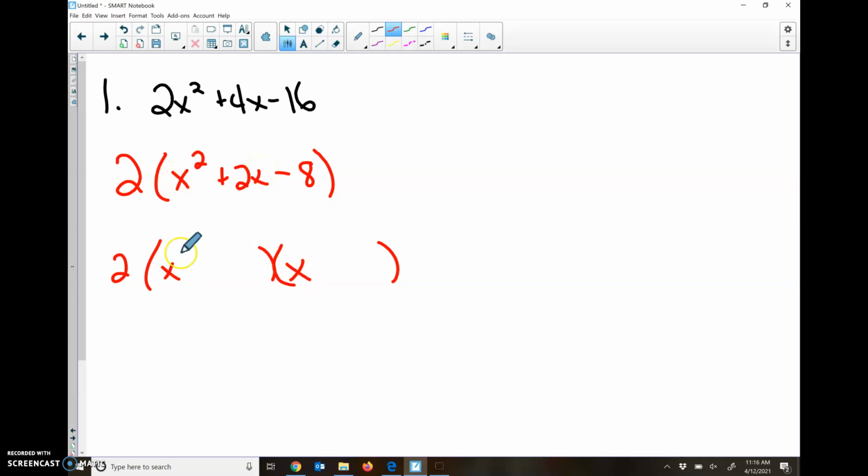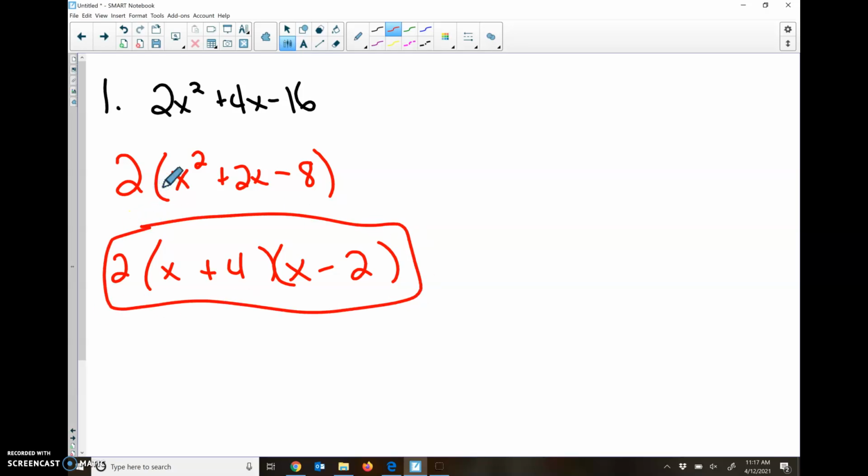So we like this x squared because the only way to get x squared is x and x. Two numbers that multiply to 8, well, it's either 8 and 1 or 4 and 2. And 8 plus 1 is not 2. 4 minus 2 is 2. So I'm going to do a plus 4 and a minus 2 there. So then if I end up foiling that back out, we get the 2x squared plus 4x minus 16.